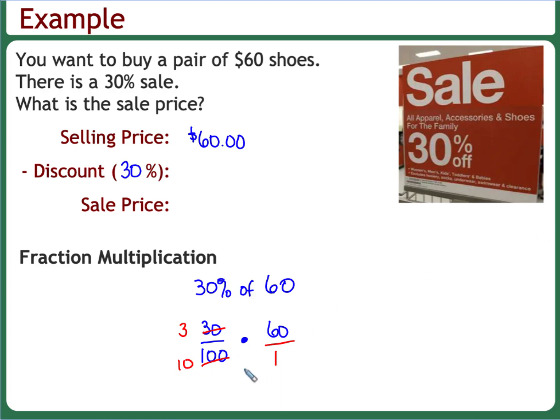And we can even simplify this 10 and 60. Those are also both divisible by 10. So 10 divided by 10 is 1, and 60 divided by 10 is 6. Now we can multiply numerators and denominators. The numerator is 3 times 6, the denominator is 1 times 1, and we get 18 over 1, which is 18. So our discount amount, the amount we're going to subtract, is $18.